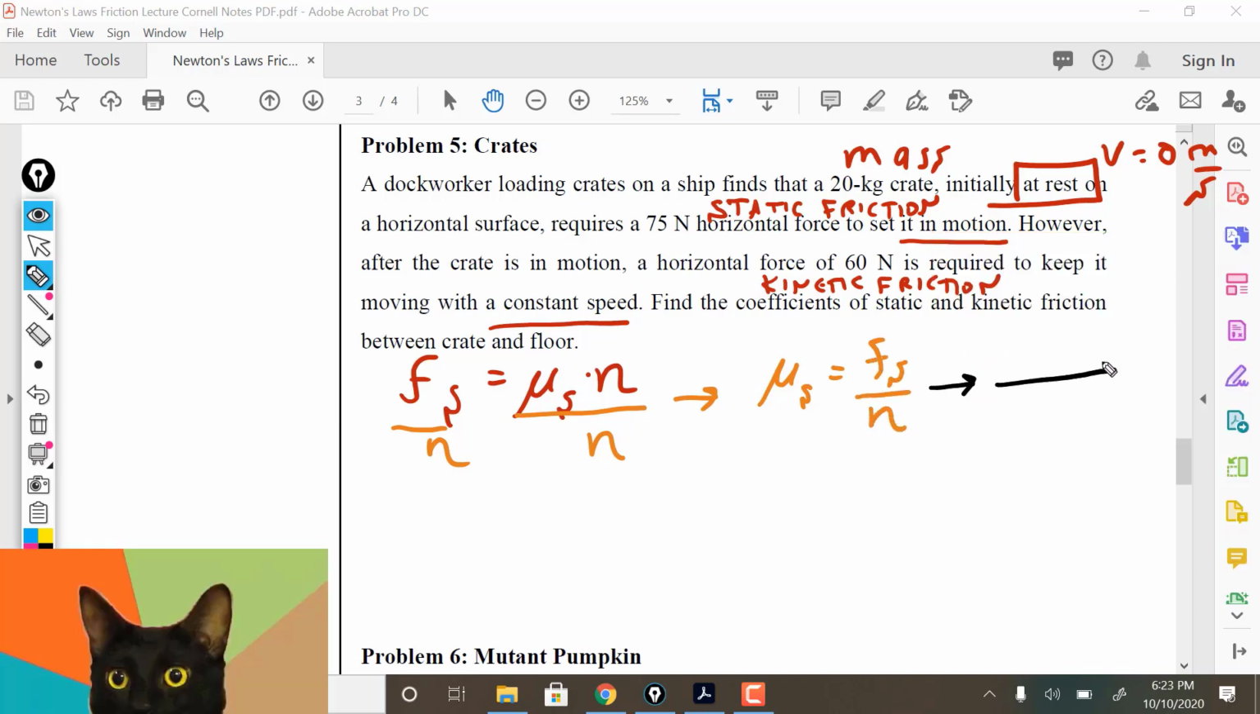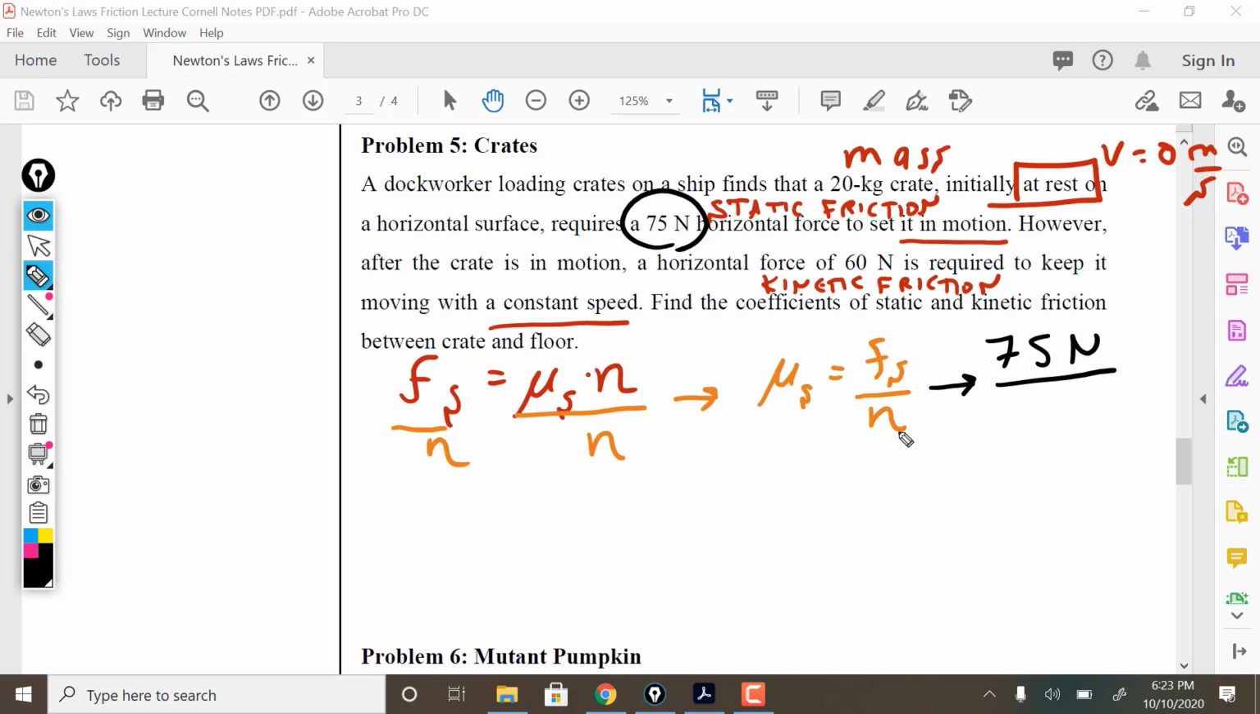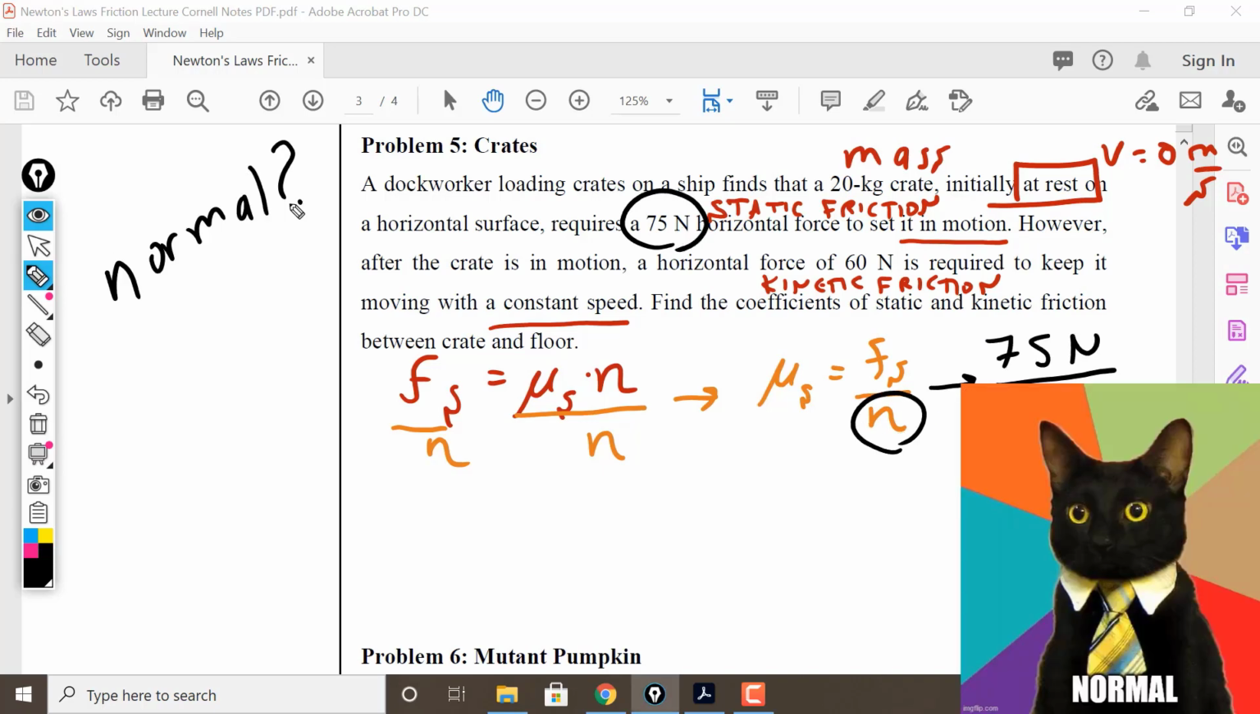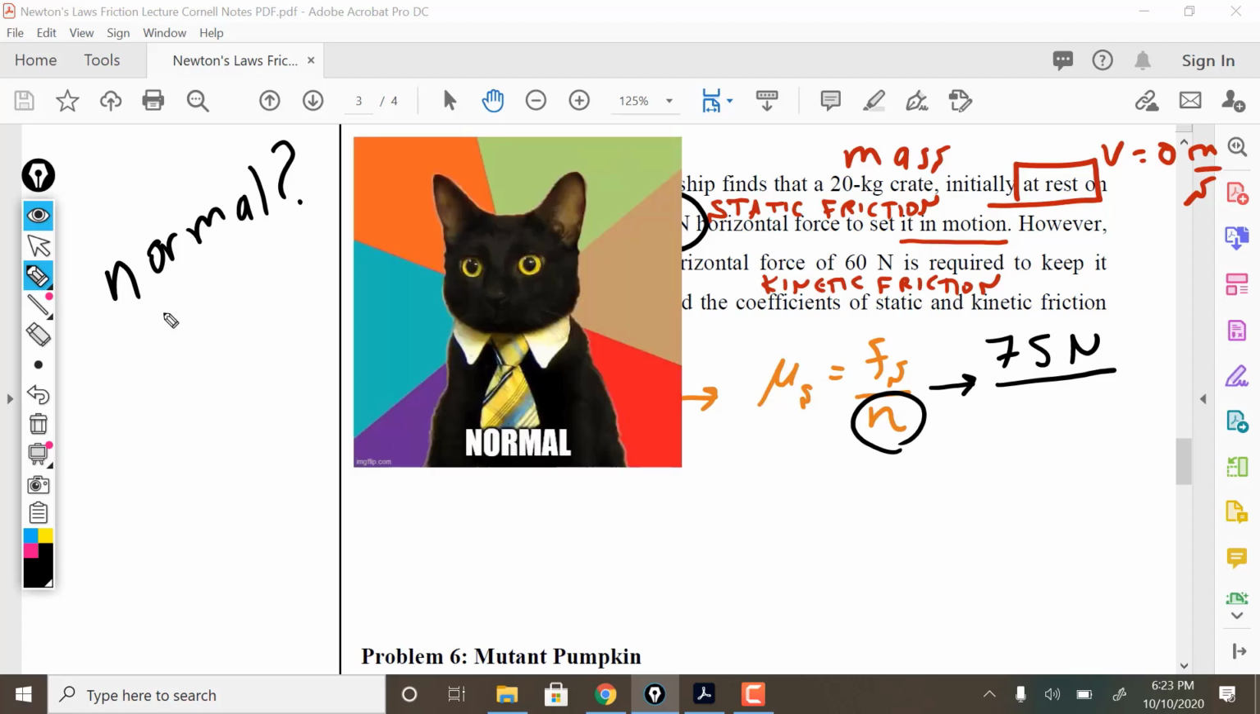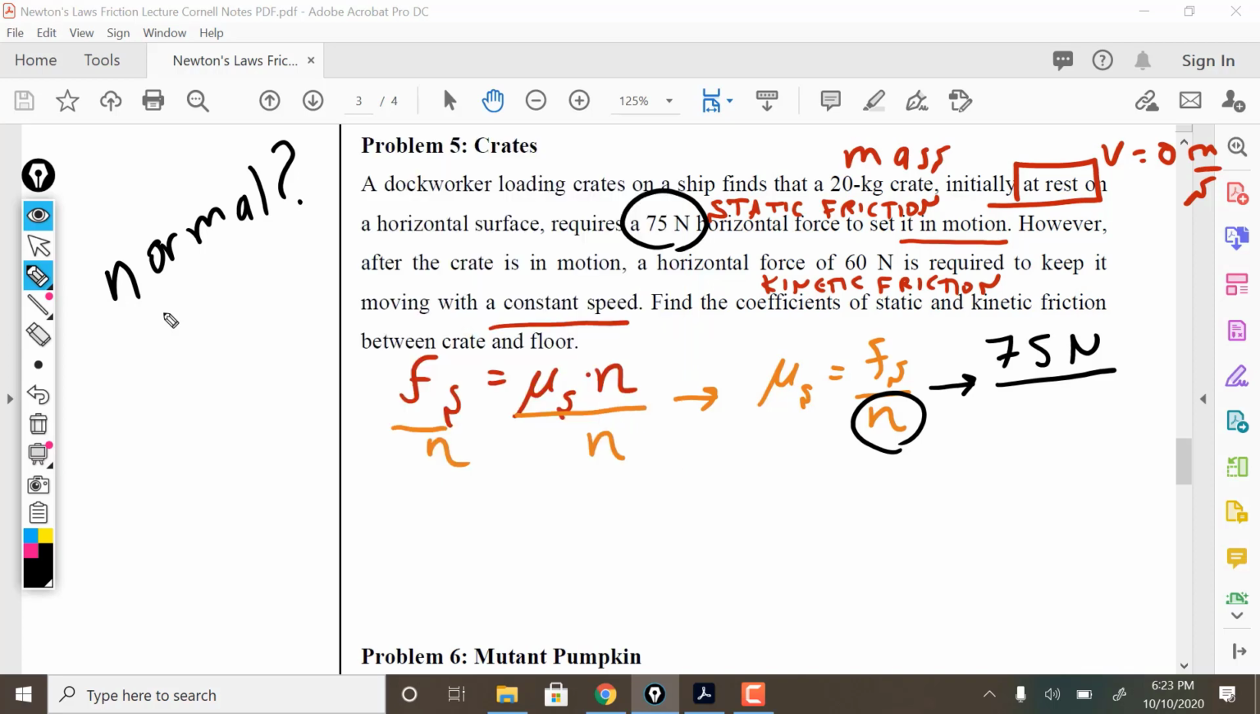We know the static friction is 75 newtons. However, what is the normal? Now, when we say normal, again, we're making reference to what we discussed in great detail in the third law lecture video. So if you're not quite sure what the normal force is, I would refer you to the third law video. Okay? So we need the normal force.